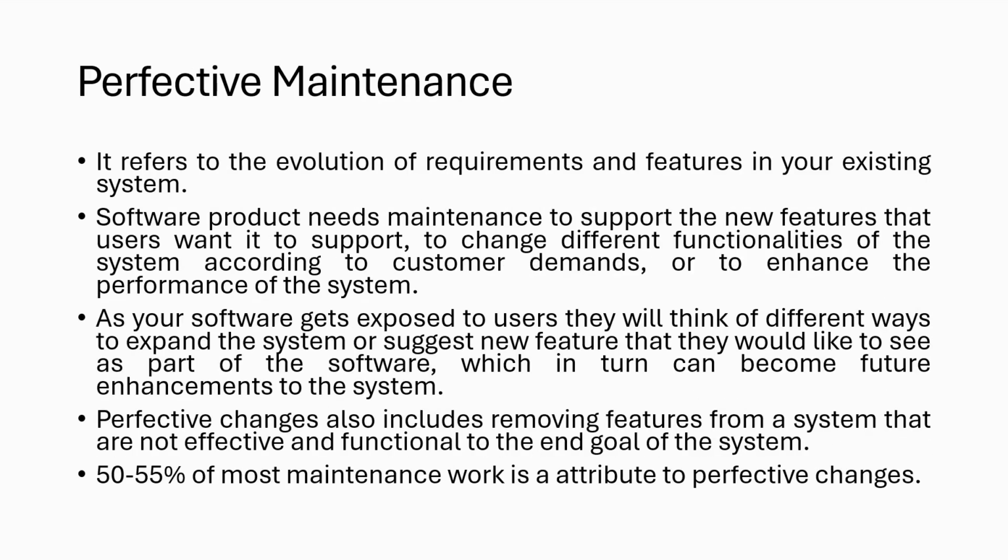Next is perfective maintenance. We are changing the software according to user requirements. We are restructuring and redesigning the software. It also includes adding or removing features that are not effective or functional to the end goal of the system. As your software gets exposed to users, they will think of different ways to expand the system or suggest new features they would like to see, which can become future aspects of the software.